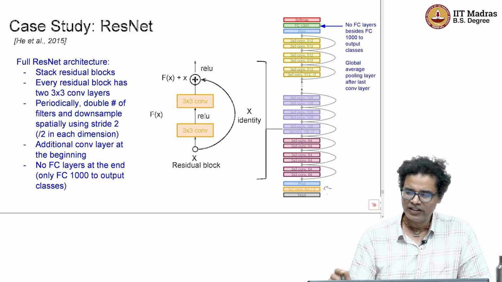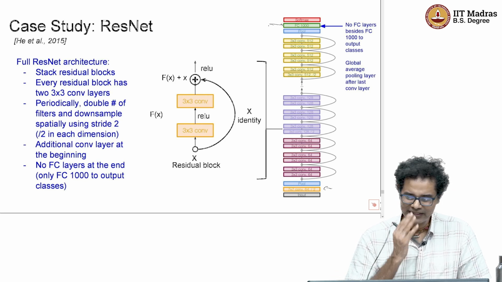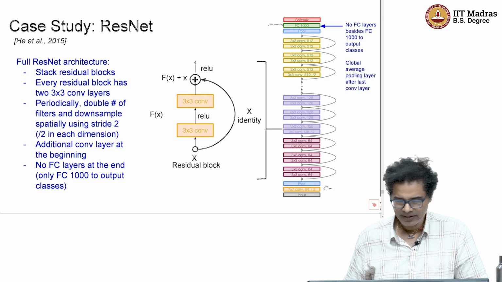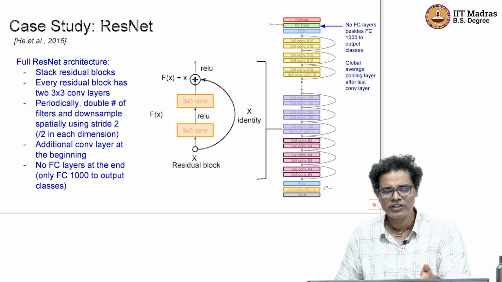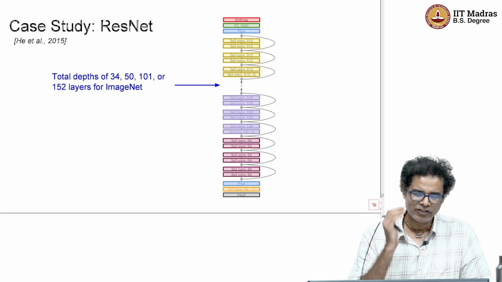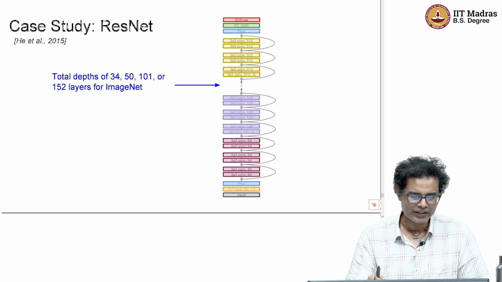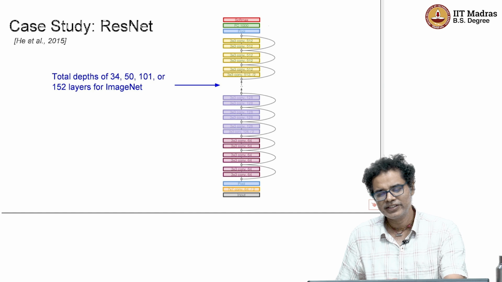And again, there's no fully connected layer apart from the layer needed to map it to the number of classes. So this is more or less the architecture, and you can have a different number of layers. We need not have 152 only, it can be 50 layers, 100 layers, whatever we want. So these many versions were there when they showed results for total depth. But more or less, this is the construction that we follow.